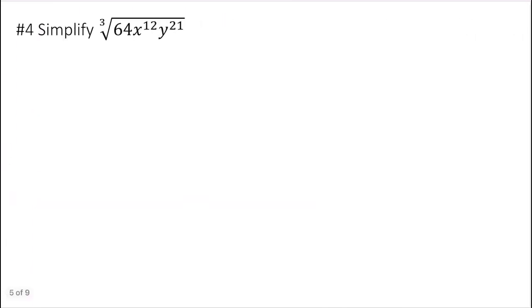Okay, so now let's try this problem. Here we have a cube root, so I'm going to use that strategy where I just take everything apart. So I have the cube root of 64, the cube root of x to the 12th, and the cube root of y to the 21st. The cube root of 64, you can use your cubes chart for that. So the cube root of 64 is just 4.